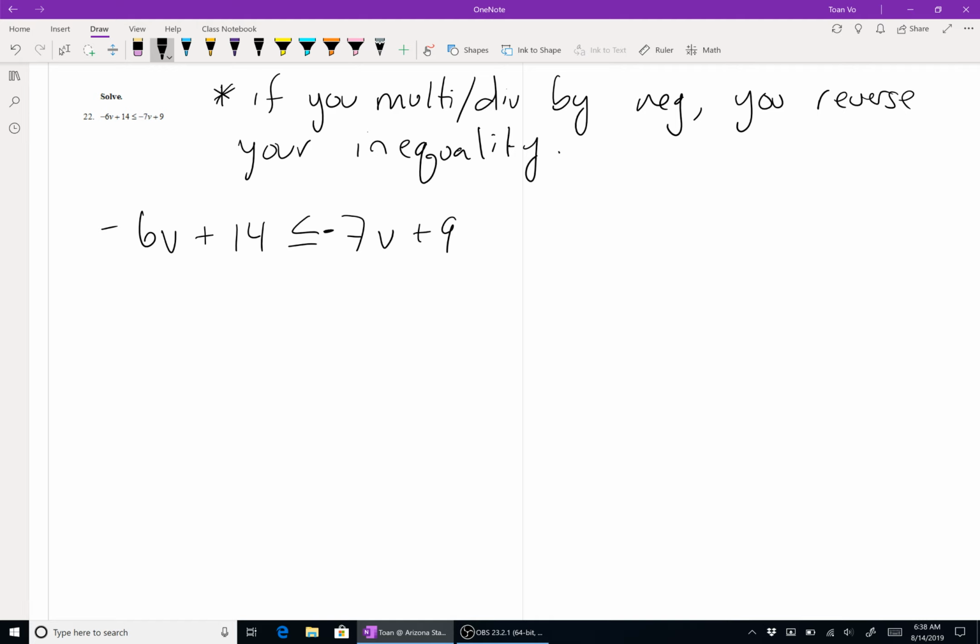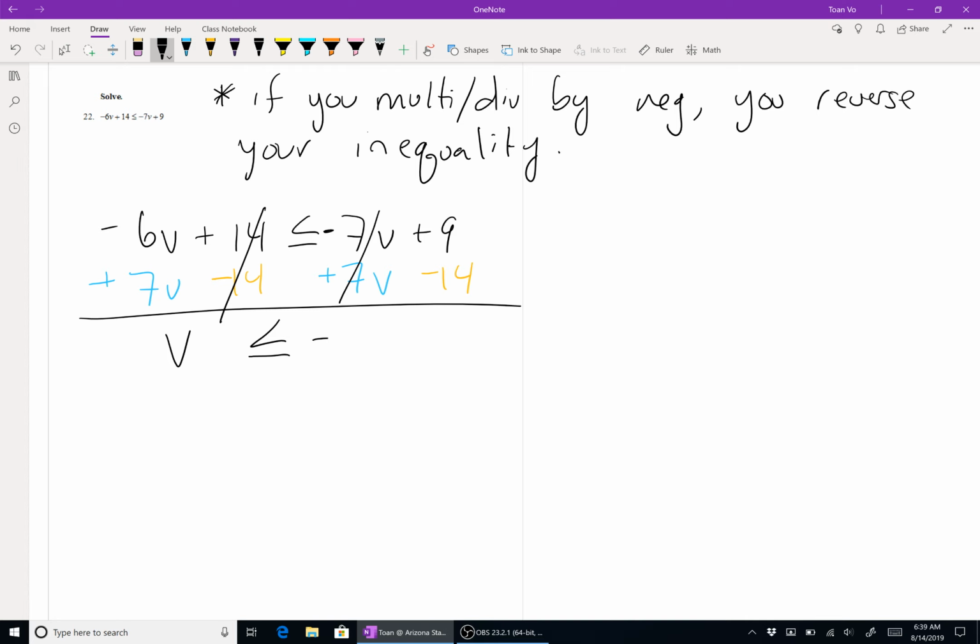So hopefully we can do 2 steps at once. To keep the variables positive, I'll go ahead and add 7v to both sides while simultaneously subtracting 14. Negative 6v with 7v is one single v. These guys are gone. These guys are gone. And 9 minus 14 is a negative 5. What do you know? The variable's by itself. That's my answer.